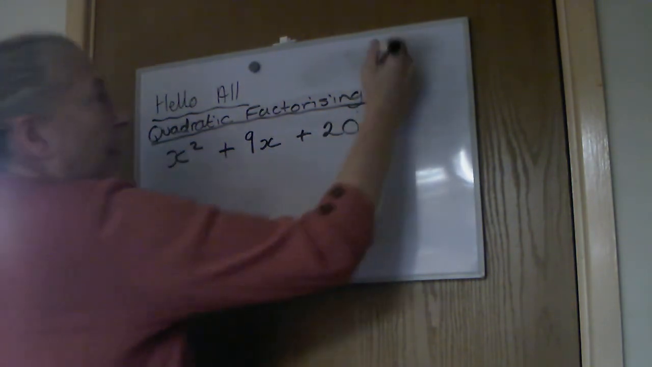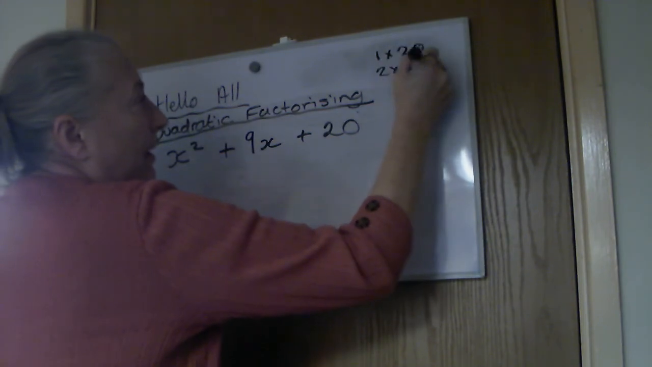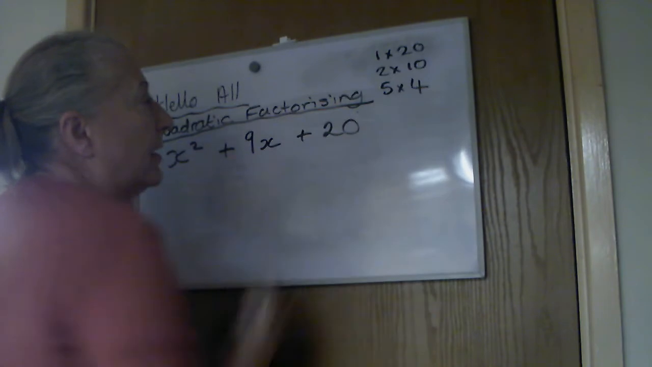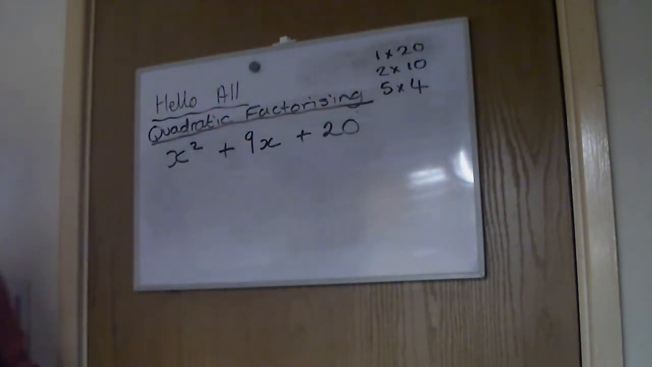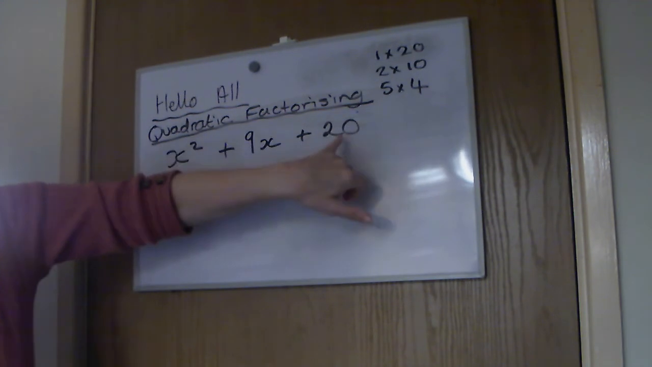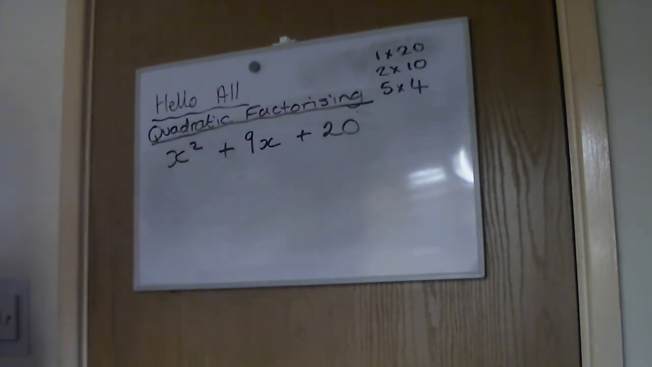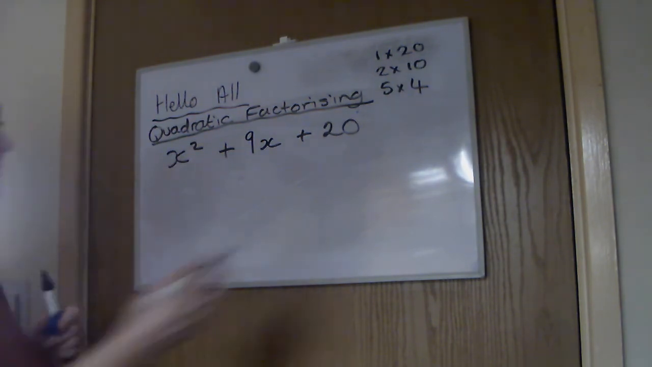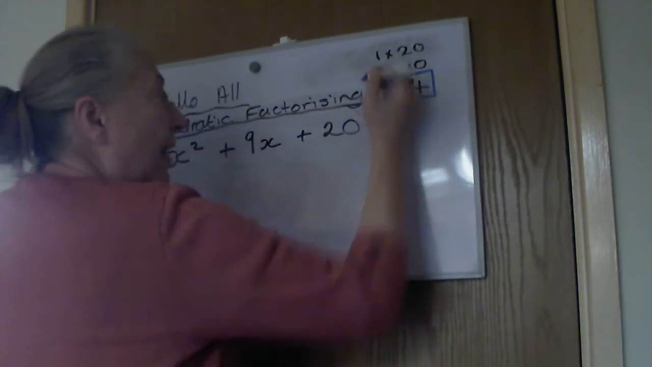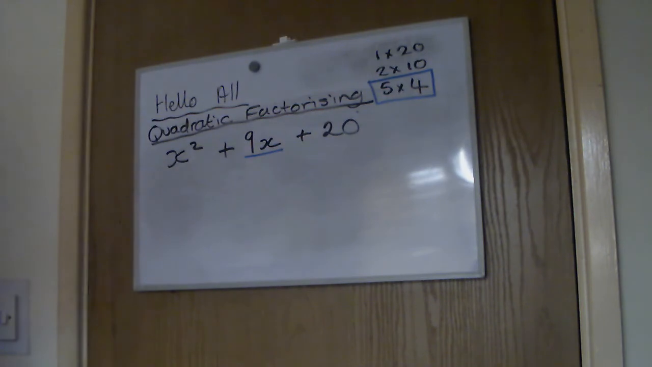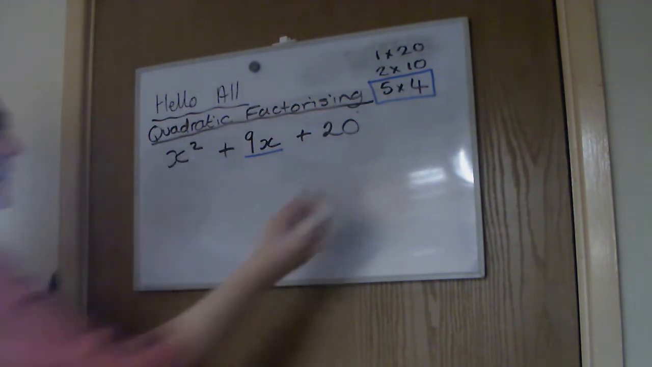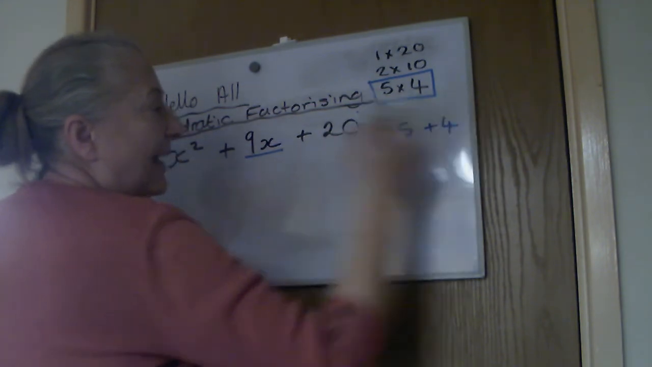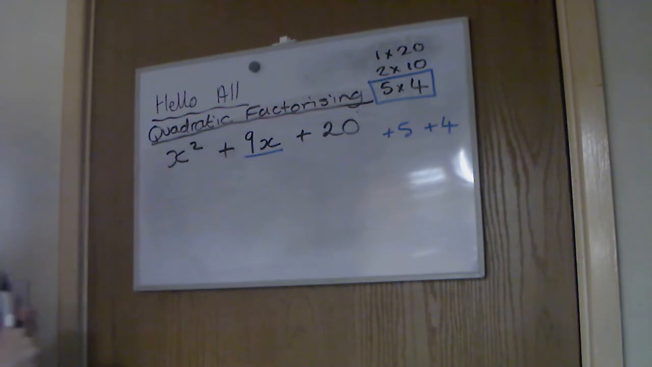Excellent. I have found my factors of 20. What do I do with these? Excellent. I pick the pair that can make this. 5 and 4, 5 plus 4. Yes, that would make plus 9. Excellent. Okay. What do I do next?